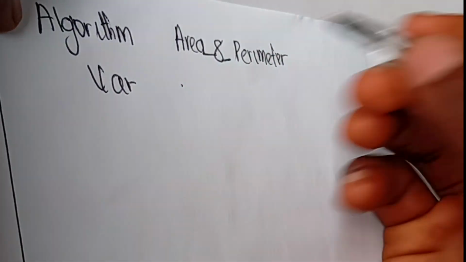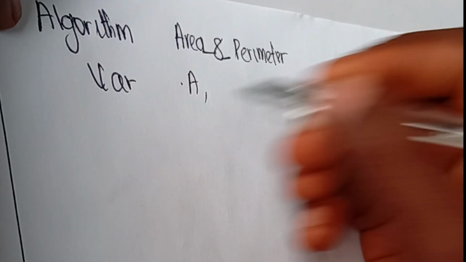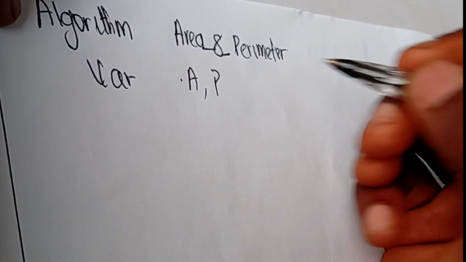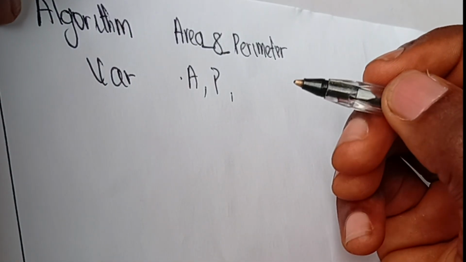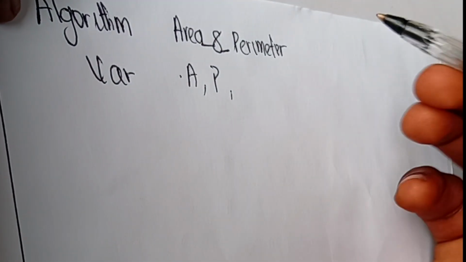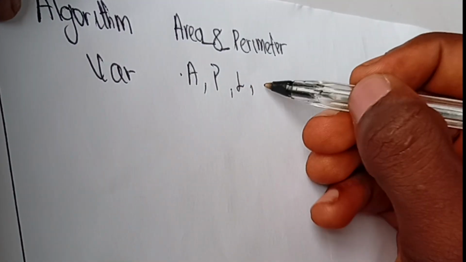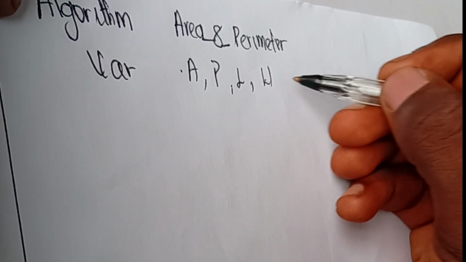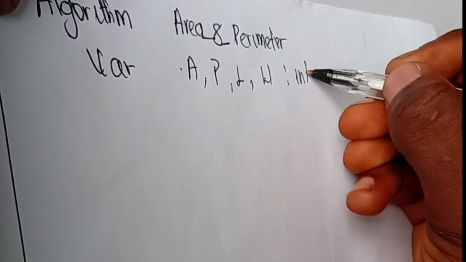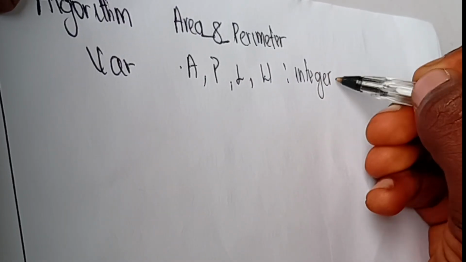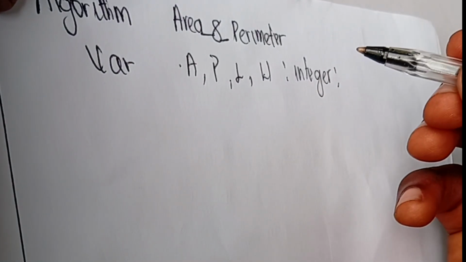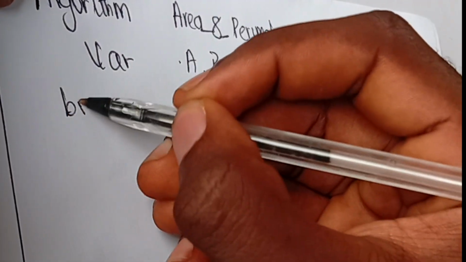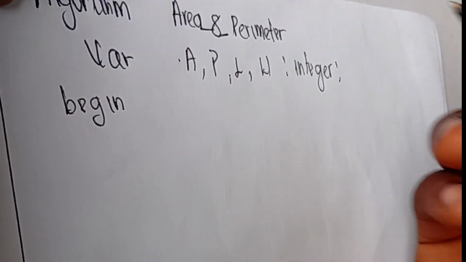So we want our variables. We want, first of all, something where we will store the area. We want something where we will store the perimeter. We want something where we would store the length, and we want where we would store the width. And these are all going to be of data type integer. Right? Now the next thing we want to do is begin our algorithm. So let's just go ahead and begin.